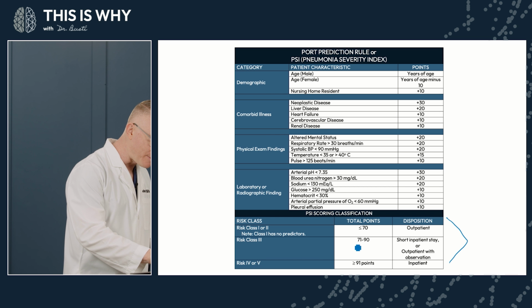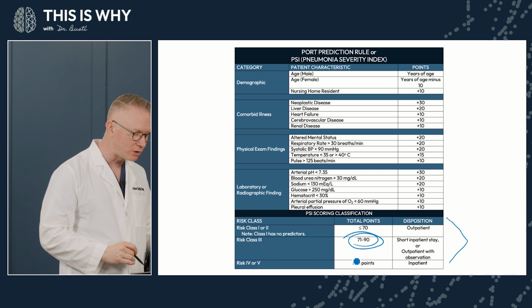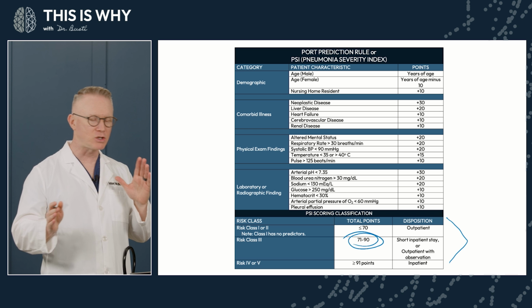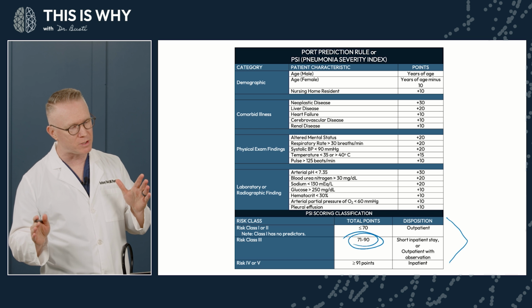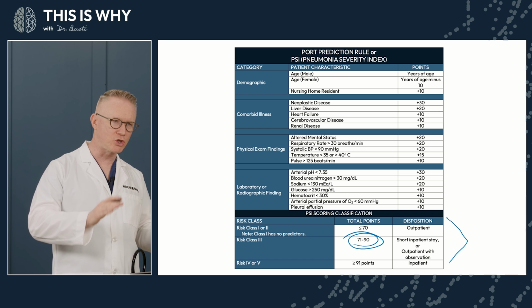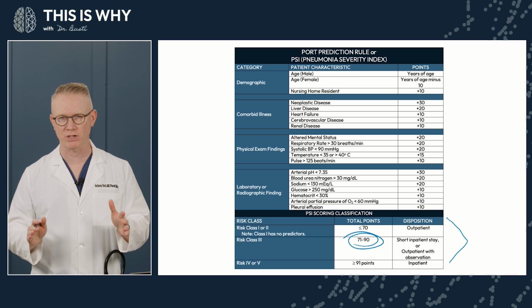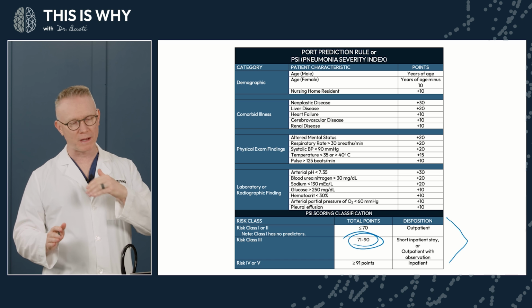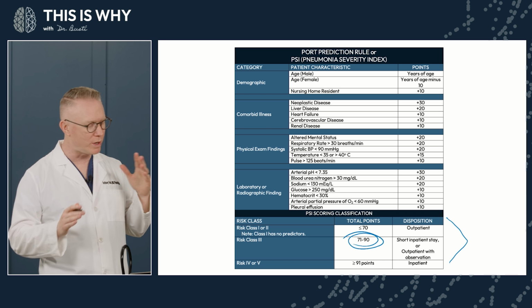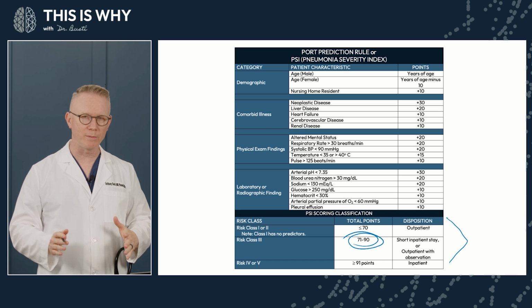Disposition: once you get above 70 in the total number of points, that's where you're in this outpatient environment with maybe close observation and follow-up or a short inpatient hospitalization. Certainly when you go past 91, those patients for sure need to be in. Well, what is the greatest contributor to that?